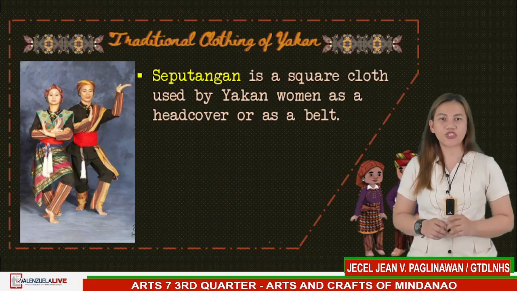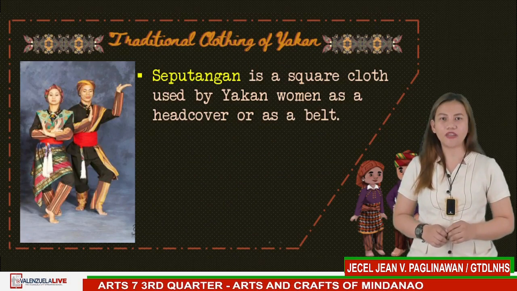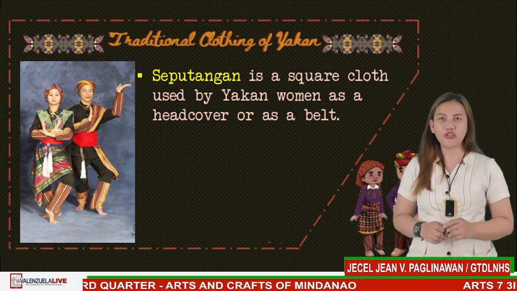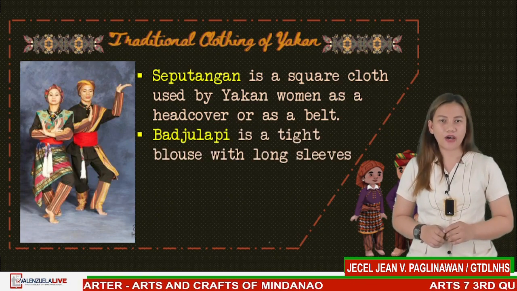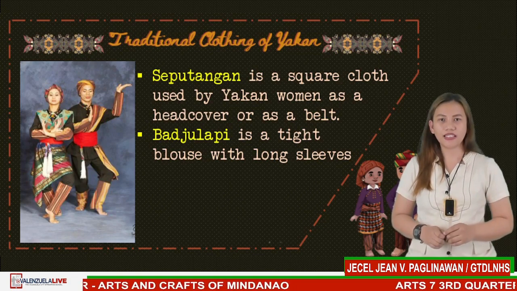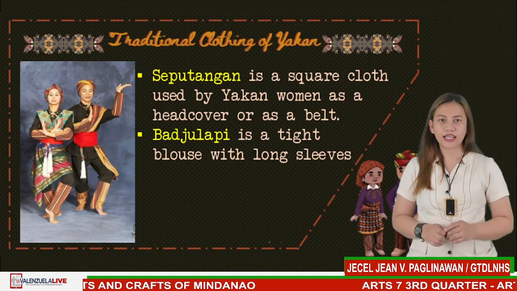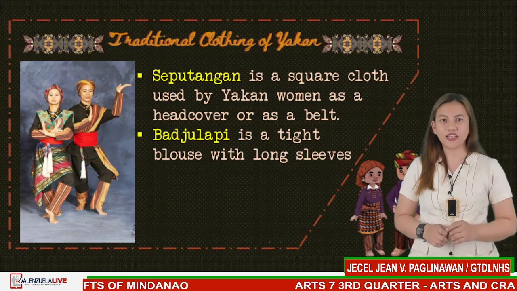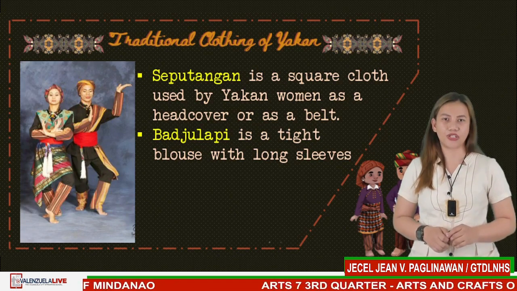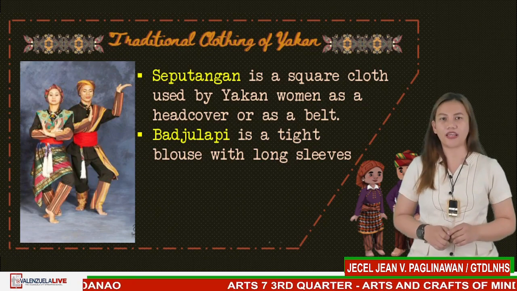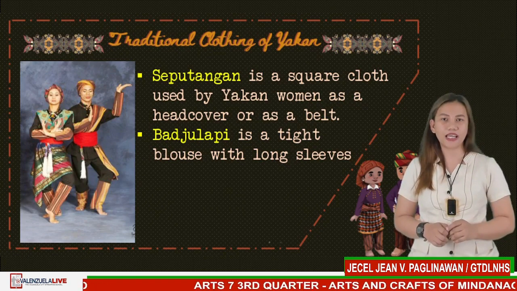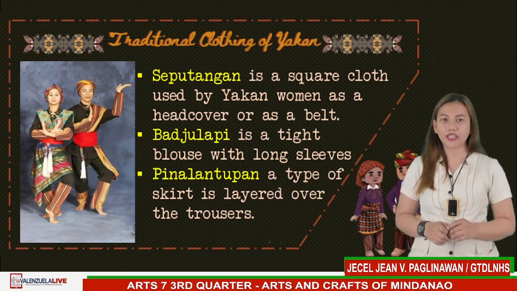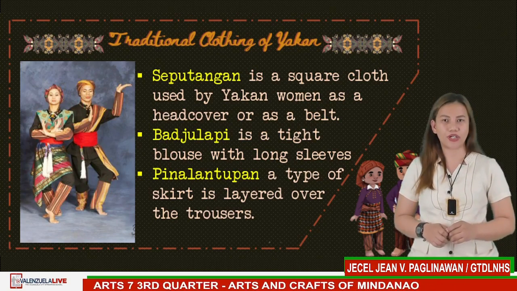Teputangan is a square cloth used by the Yakan women as a head cover or as a belt. Pajulapi, a tight blouse with long sleeves, is ornamented with gold, silver, and bronze buttons. Sawal is a traditional tight-fitting trouser made of Yakan fabric, characterized by its vertical stripes. Pinalantupan, a type of skirt, is layered over the trouser.